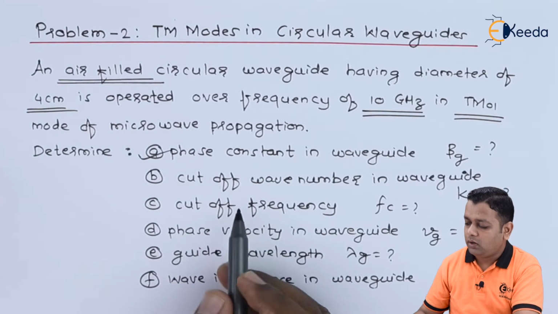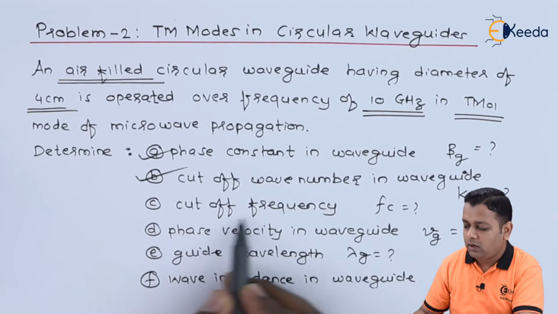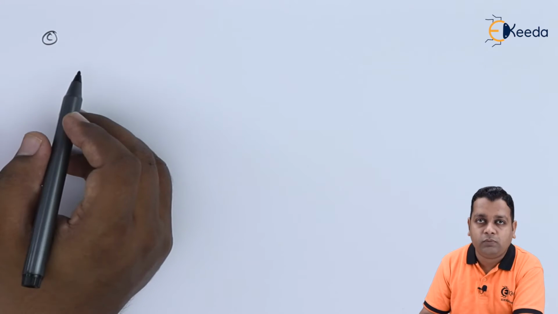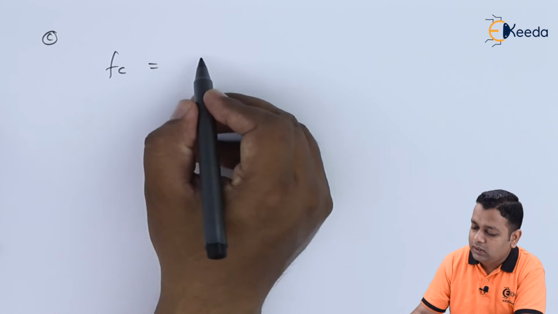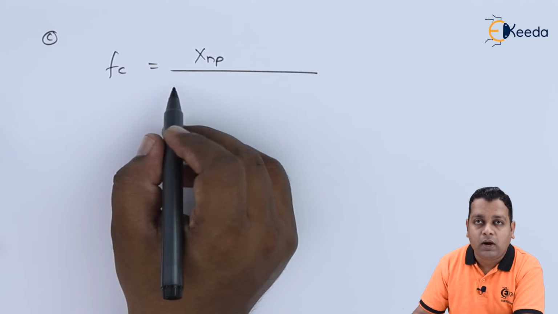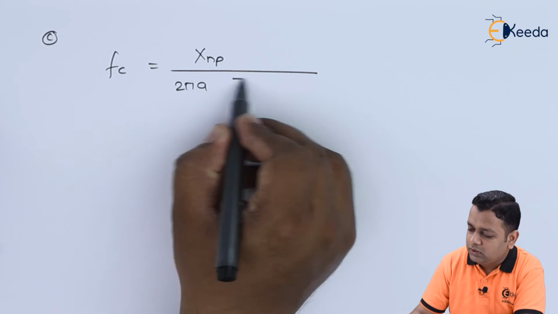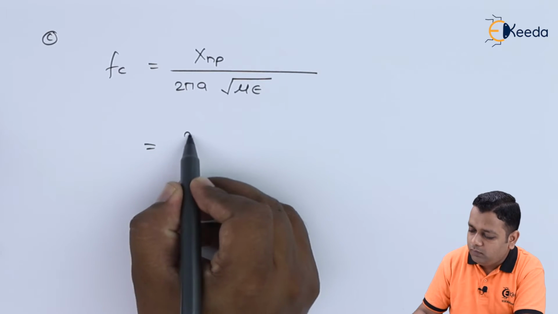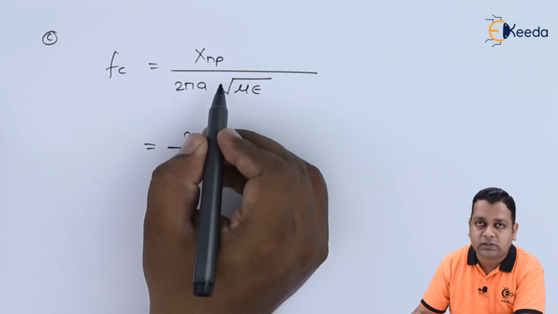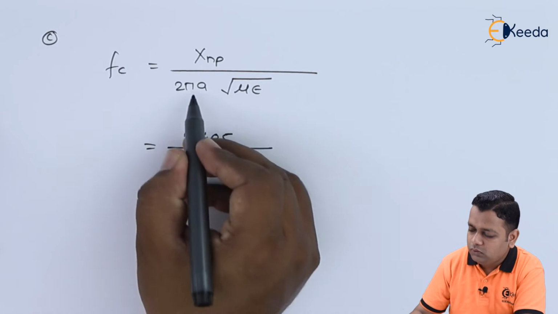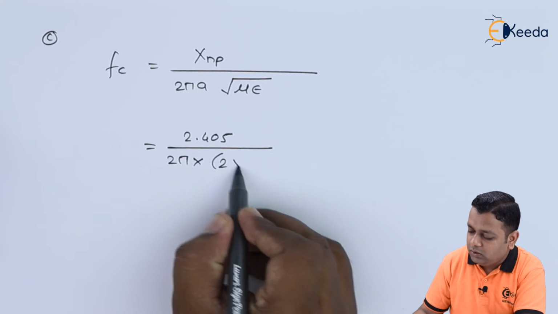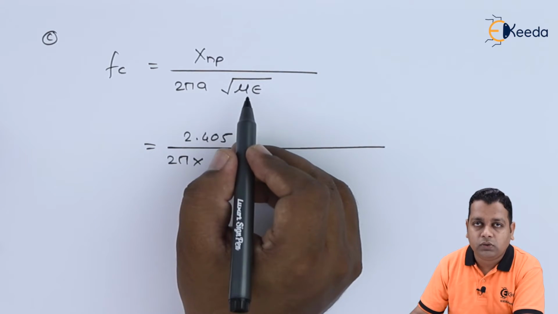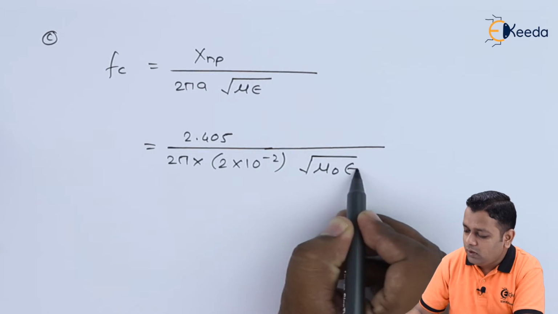So after getting the answer for cutoff wave number inside the waveguide, we require the cutoff frequency denoted by Fc. Now the Fc for part C can be determined with the help of a formula that involves the terms like capital X suffix np in the numerator divided by 2 pi a in multiplication to the square root of mu epsilon. So while substituting the values, we can make it to the form 2.405 in the place of X suffix np. In the denominator we have 2 pi into the small value for the a is 2 centimeter, 2 into 10 raised to power minus 2. Now square root of mu into epsilon can be left with square root of mu 0 epsilon 0.